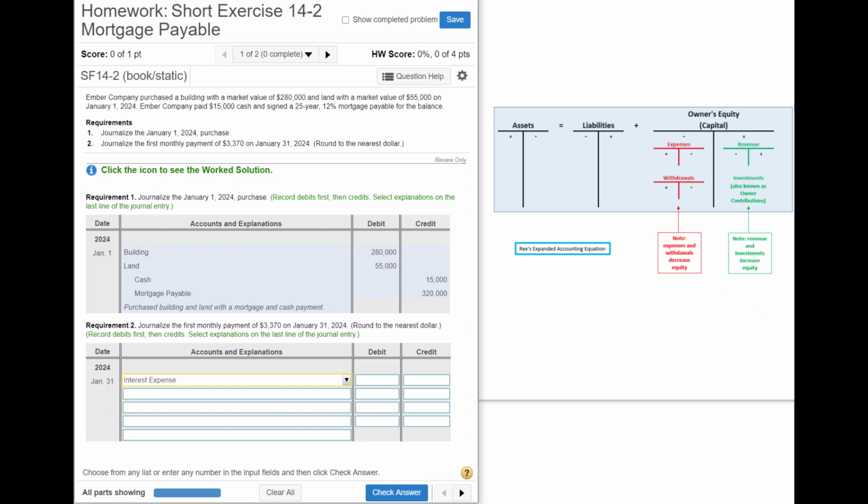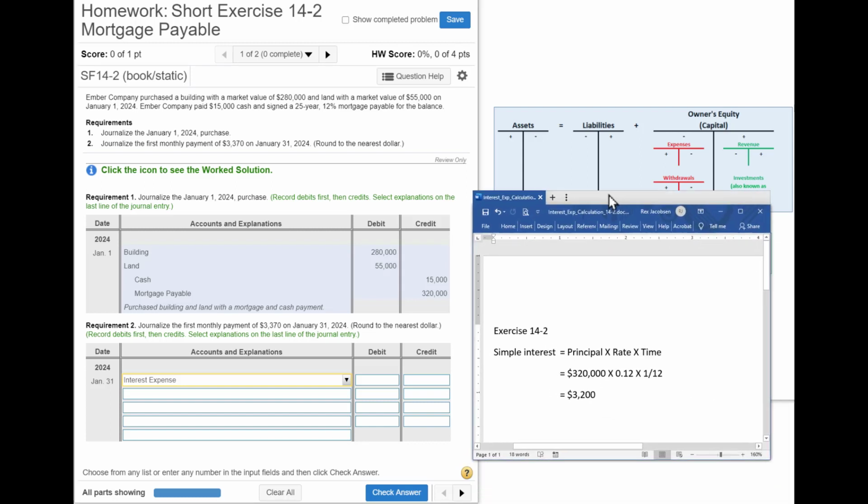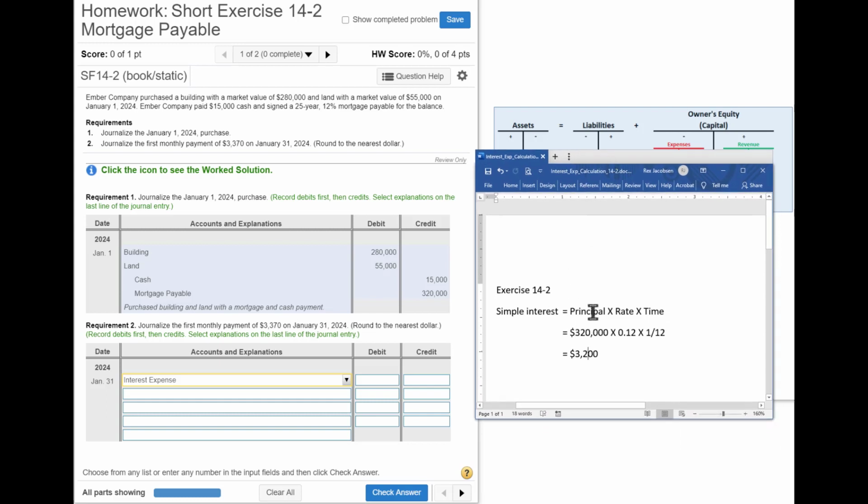So now, here's how we're going to calculate the interest expense. The formula for simple interest is principal times rate times time. So $320,000 is the principal. Where did I get that from? That's the mortgage payable. Times 12%, where did I get that from? That's the mortgage payable rate. And the time that has gone by is 1 month divided by 12 months.